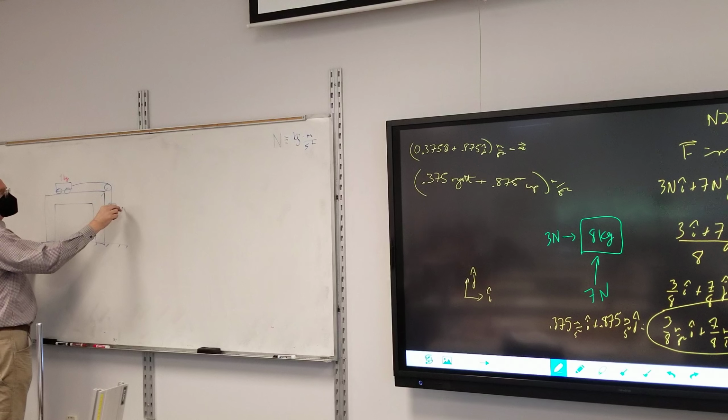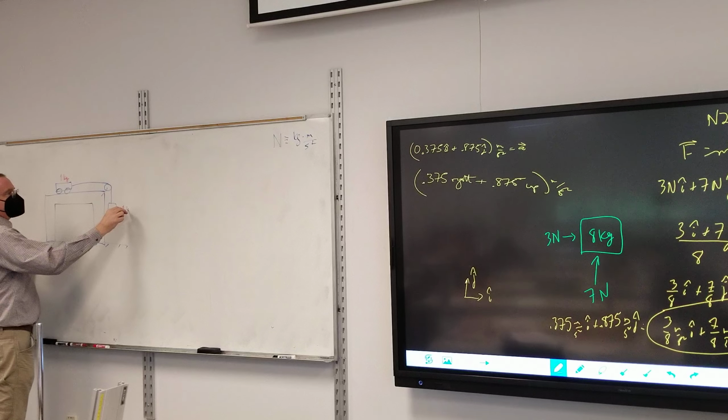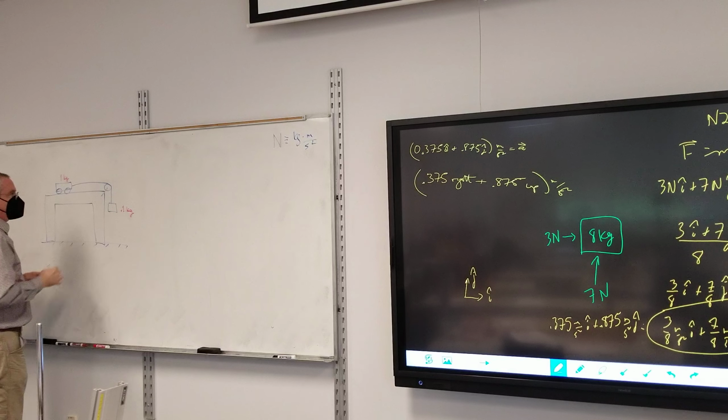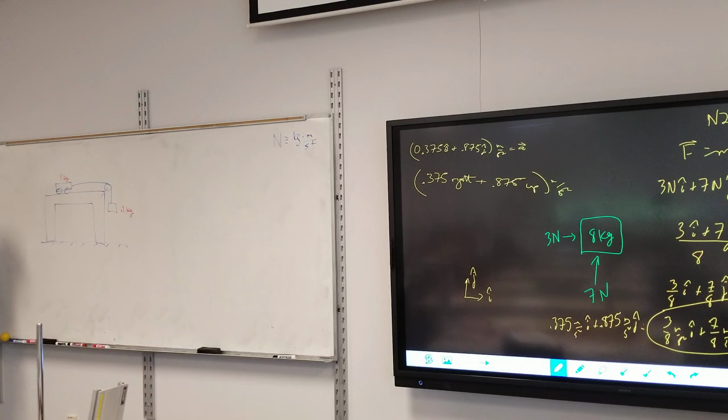Kilogram, and make this 0.1 kilograms. All right, what is the acceleration now? Ignore friction.